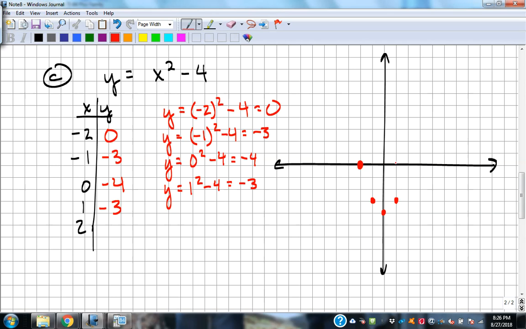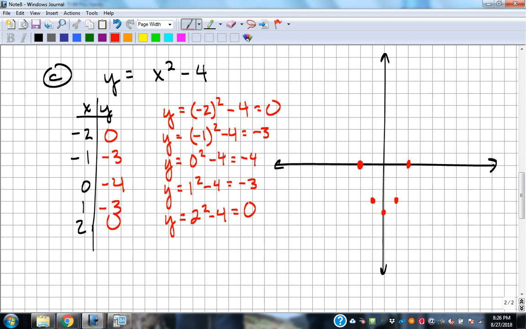1, go to the right 1, down 3. That's where I got the 1, -3. And then when I plug in 2, 2 squared is 4. 4 minus 4, 0. It repeated again. Okay, so I get this symmetric graph is what's going on here.